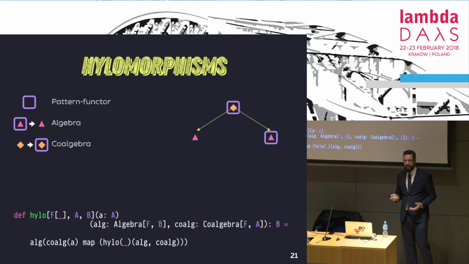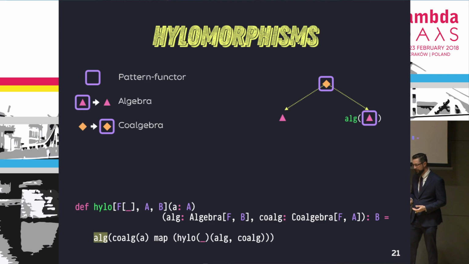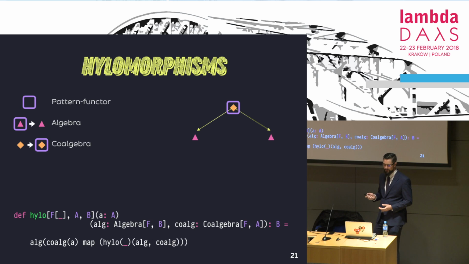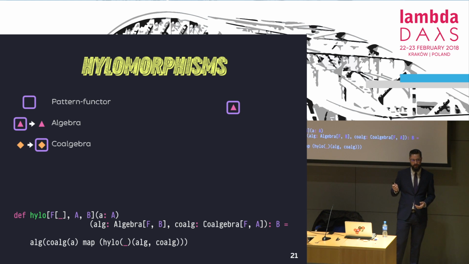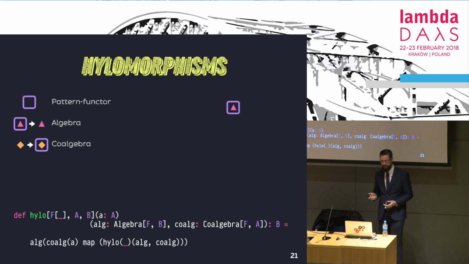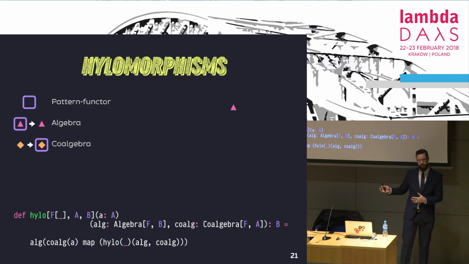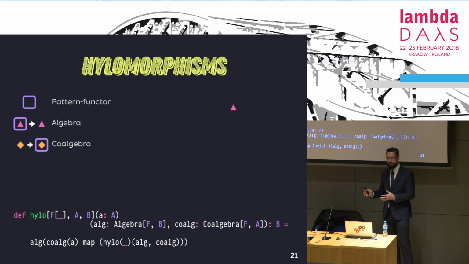Which is already an f of b. I call the algebra on it. It gives me a b. So now my root is only a f of b. I can call the algebra on it, and I have my b. And that's it. I have transformed an a to a b through a big data structure, which was a tree.